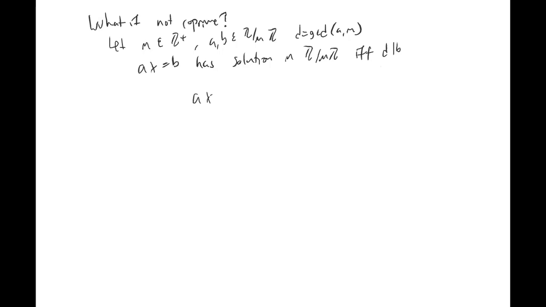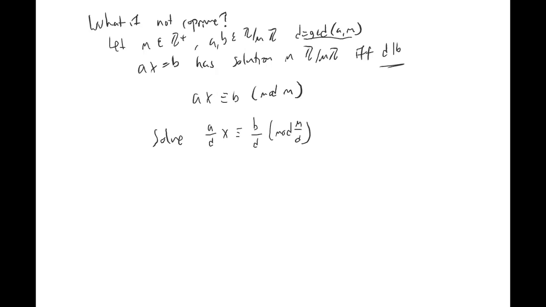So I want a solution of this, right? What they say is this is the same as solving A over D times x congruent, I'm dividing by D on both sides, mod M over D. And all of these are integers, right? Because we're assuming D divides B, and D is the greatest common divisor of A and M. Forget greatest, it's a divisor, so it divides A and M.